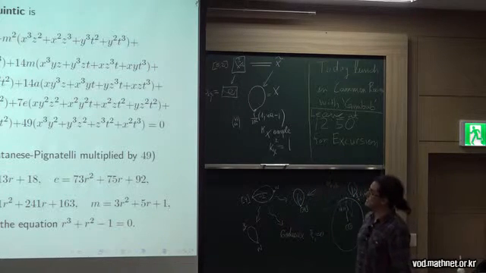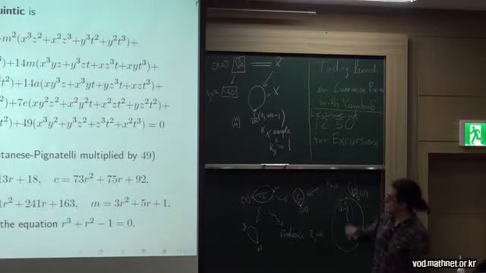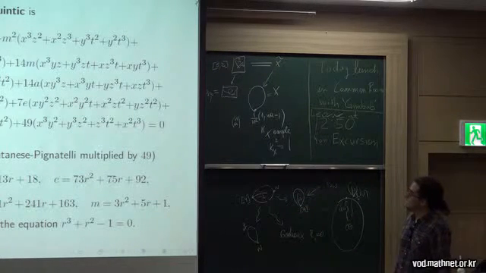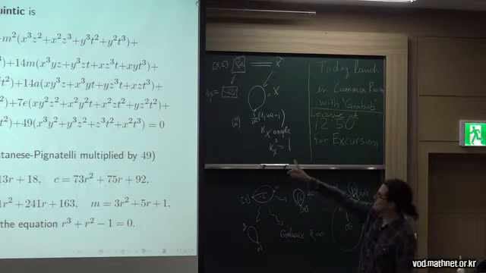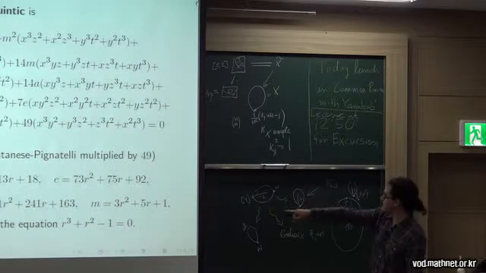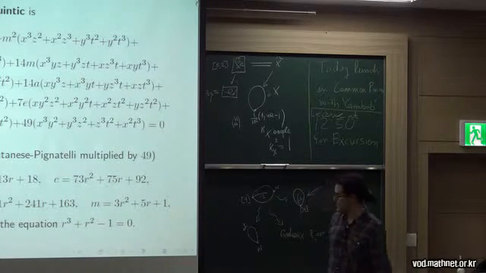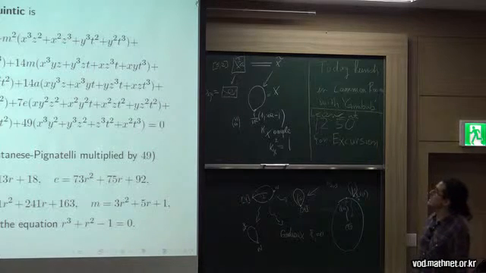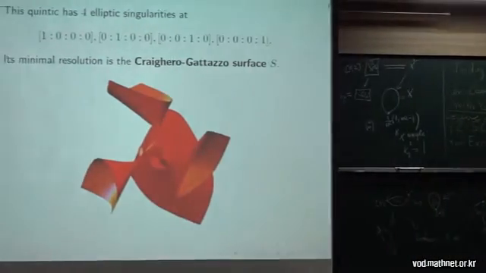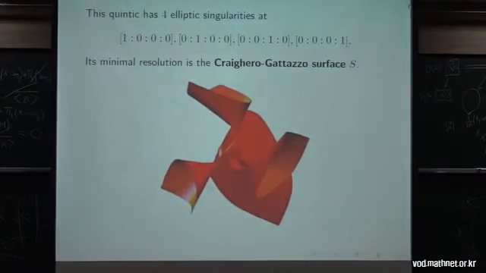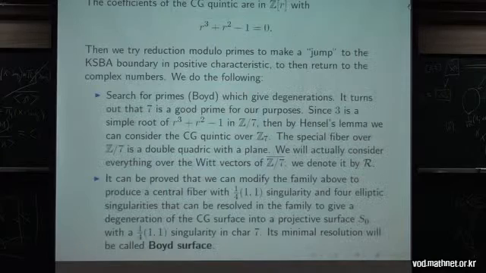So very explicit equation where the coefficients are taken from this paper, from Catanese and Pignatelli, multiplied by 49. And so the coefficients live in this set R, where R satisfies this equation. And then this surface has 4 elliptic singularities at those points. You resolve and you get this Craighero-Gattazzo. And there is a picture of it, where you should see the singularities. And so, as I said, the key part is that the coefficients live in this domain.